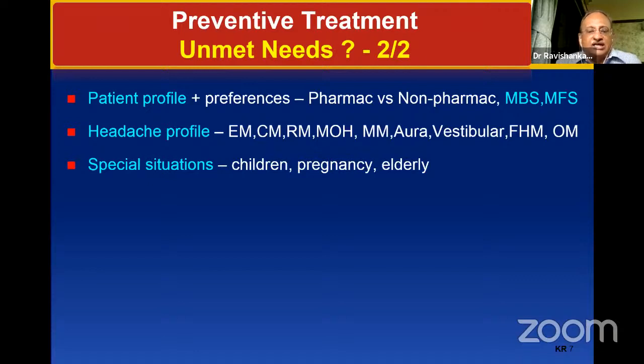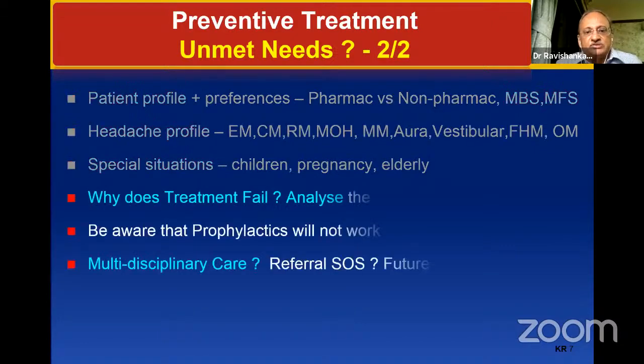And understand that there are special situations. Children need different prophylactics from adults. In pregnancy, there are very few prophylactics which are allowable. The elderly patients may have other comorbid illnesses which might prevent the use of drugs like amitriptyline. So therefore, take care of those situations. And when your treatment fails, try to analyze why the patient is not getting better. So if you try and analyze, you might get some reasons.